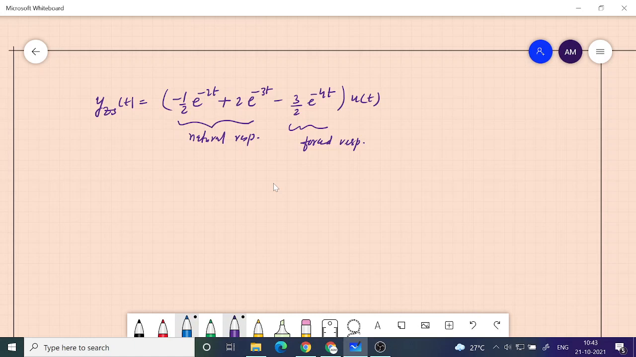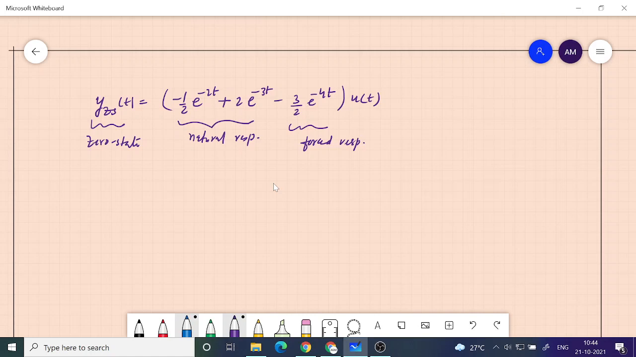But this natural response is not complete. That's what I was telling. There is also a natural response due to the non-zero initial states, which is not present here. This is assuming zero state. ZS means zero state. If the system is at zero state, then when you excite it with a particular input, it will have a response which contains two parts. One is the natural response and the other is the forced response.